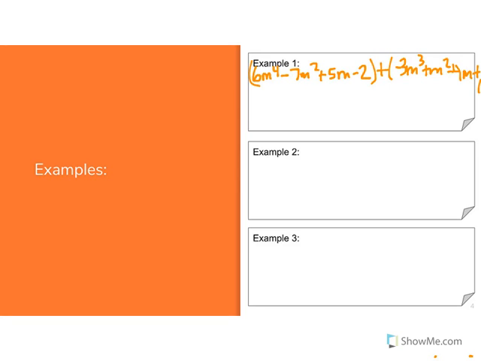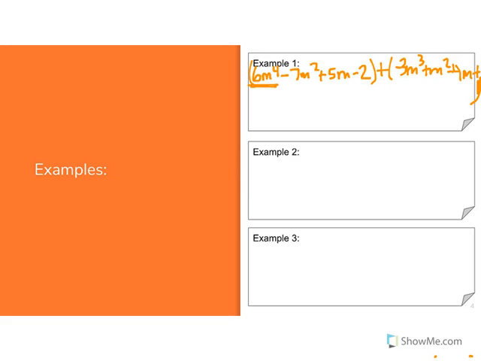So we have 6m to the 4th power minus 7m squared plus 5m minus 2 plus, and this is all in parentheses again, negative 3m to the 3rd power plus m squared minus 4m, and there's a plus 1, and then close those parentheses right there. Okay? So addition means we're just combining like terms.